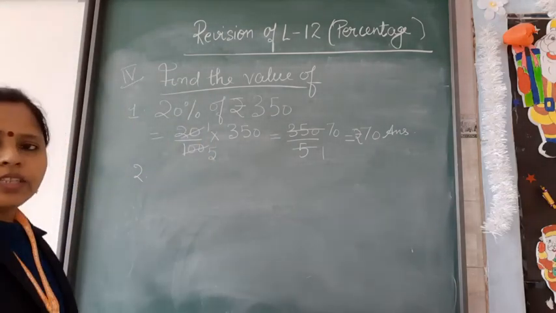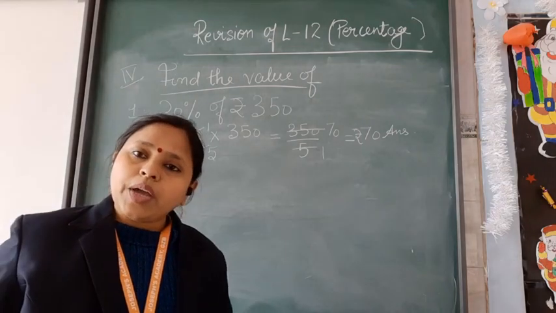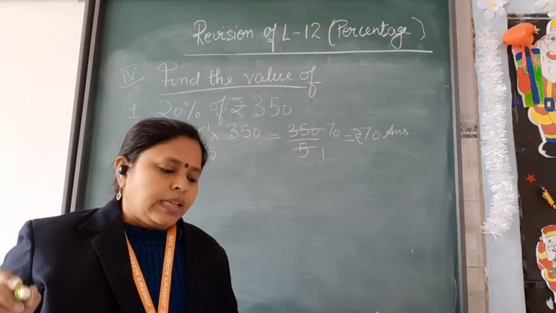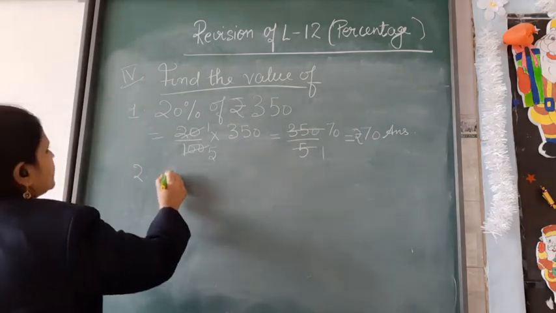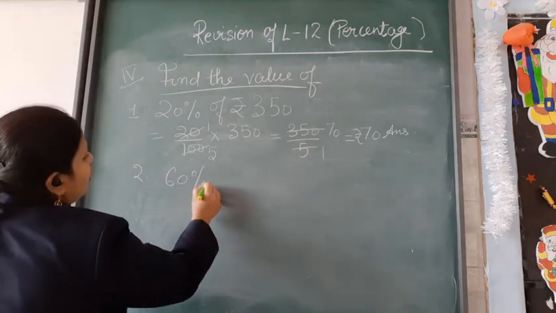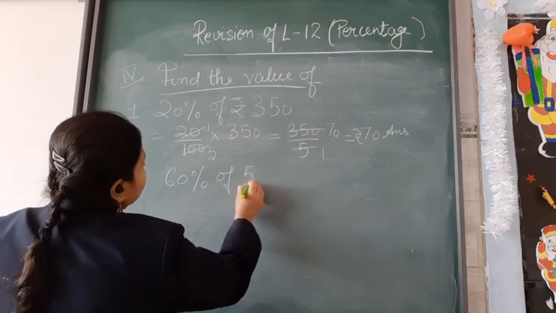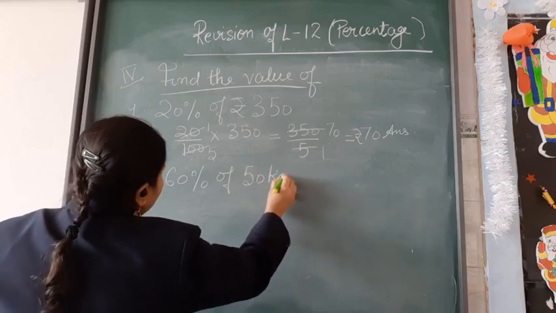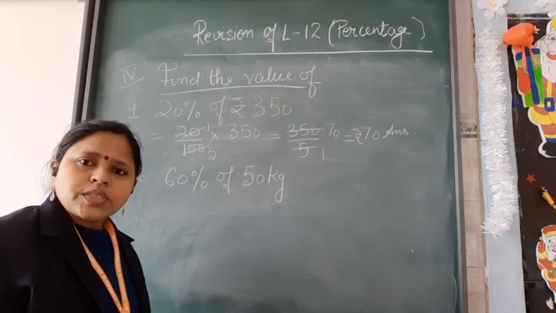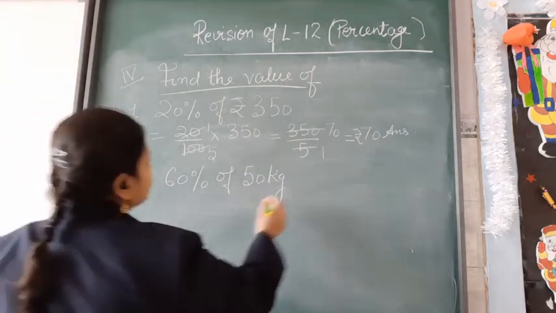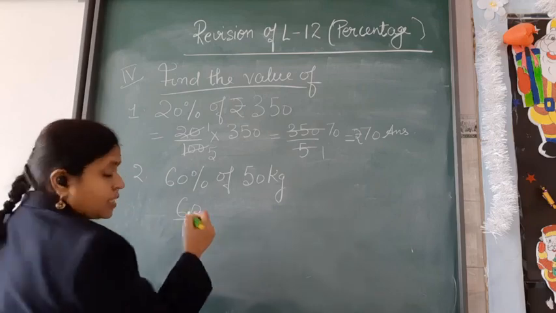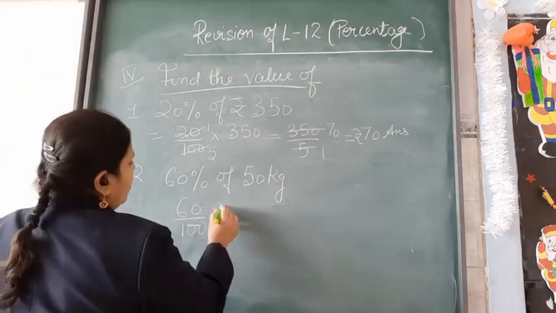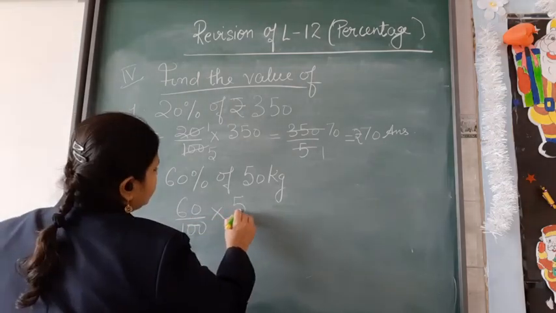Next part of question number 4. So here what you have to do, you have to write 60% of 50 kg. 60% of 50 kg. So how we are going to do this question? Let us see. 60% means 60 upon 100 or 60 out of 100. Of means multiply and 50 kg.